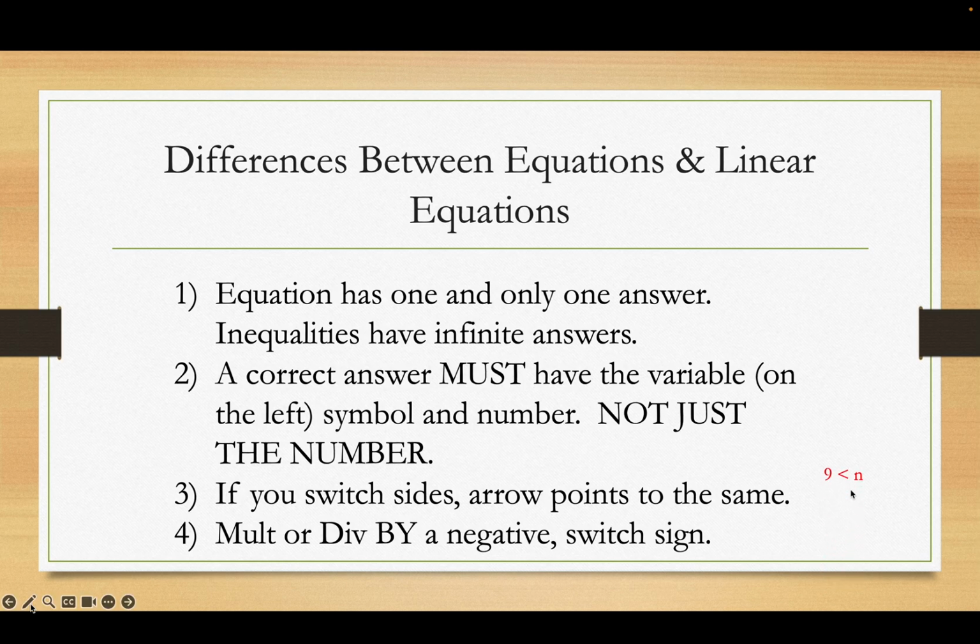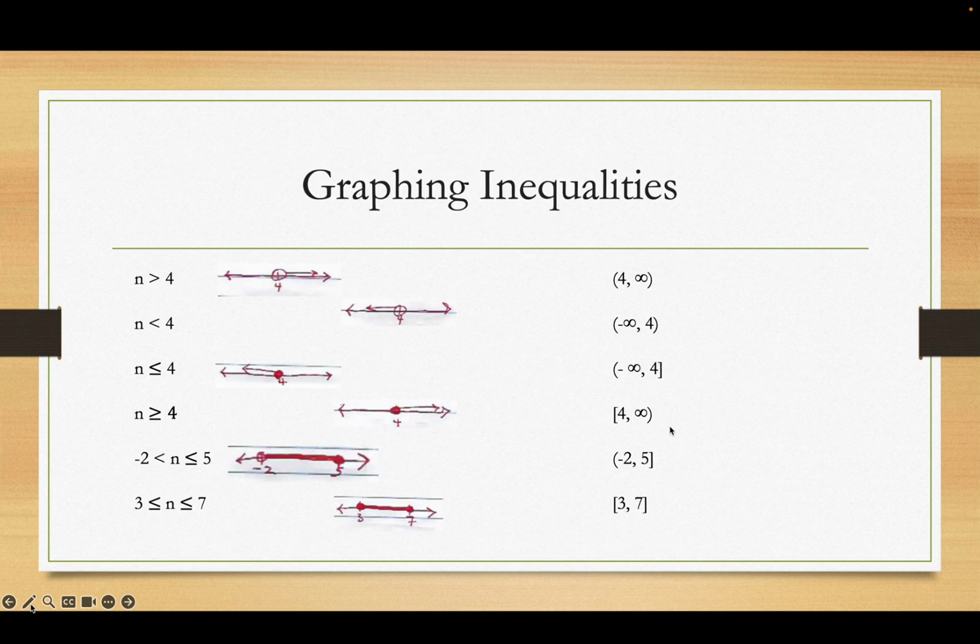For example, if I have n is less than 9 and I switch it around, I get n is greater than 9. If I had 9 is less than n, when I switch it around, n is greater than 9. Points to the 9 here, it's got to point to the 9 here. Those are the big differences.